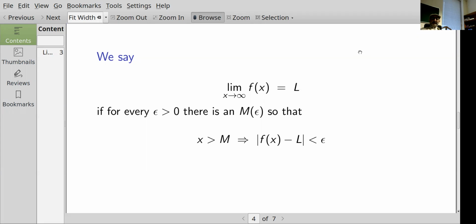Another way of looking at it is that it doesn't matter how f of x is behaving before m, but once you get to m, or you take any x past m, then the values of f of x are within epsilon of L. Okay?